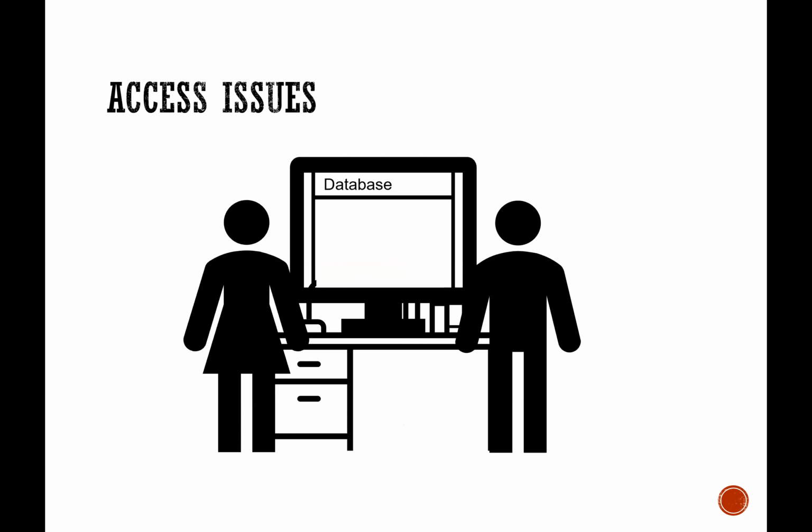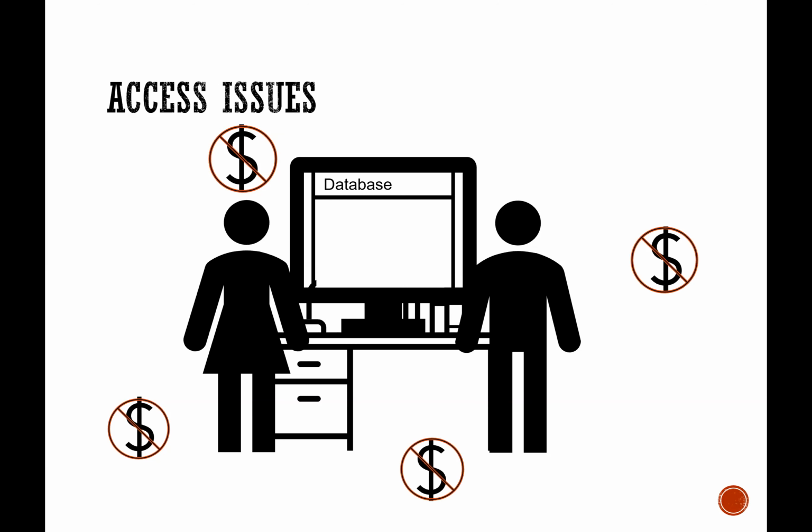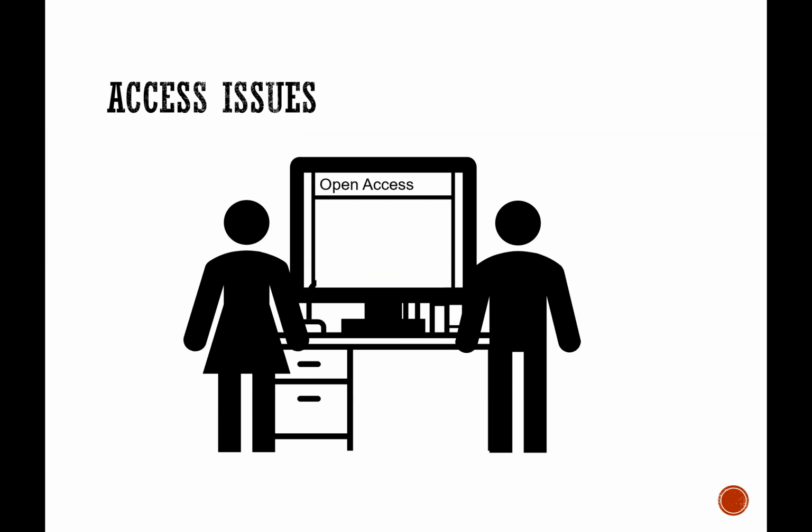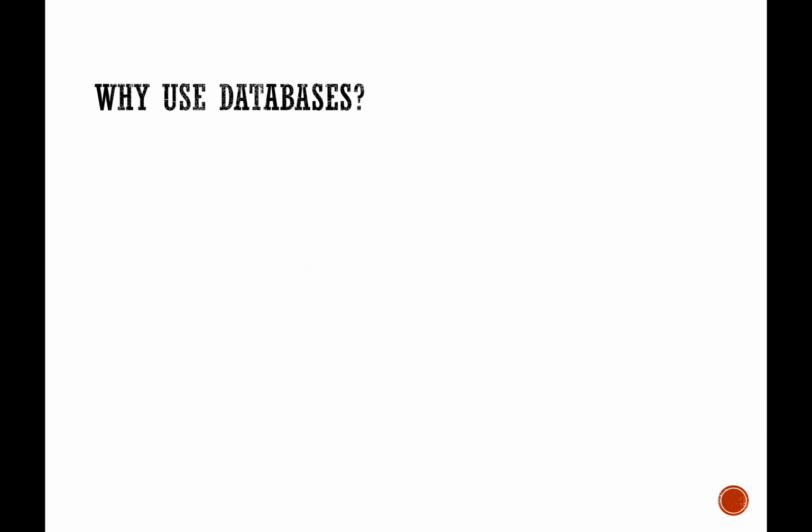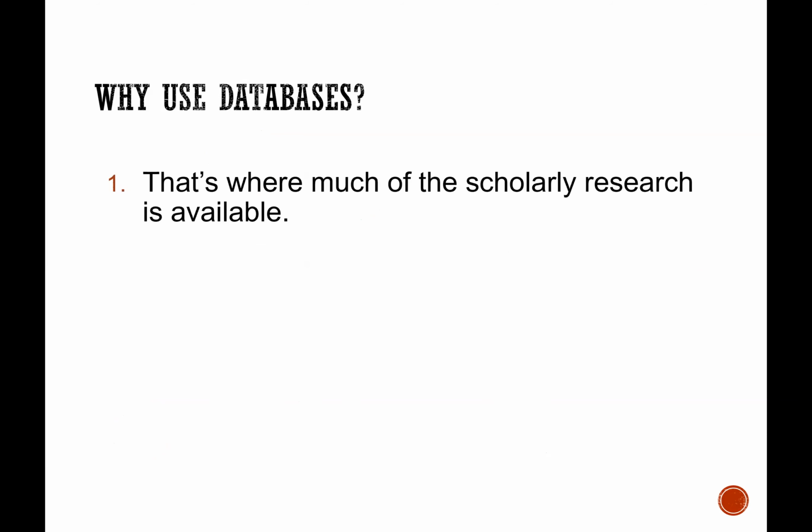A note, this model for accessing scholarly materials can be problematic. If a researcher can't afford to purchase articles or subscriptions or doesn't have access to databases, it is much harder for them to do research. This is a big conversation going on in the scholarly world, and there is a movement toward making more scholarly and research materials more freely available. For now, though, databases are the place where much of the scholarly research lives. That's one reason to use the databases, because that's where a lot of scholarly content is available.